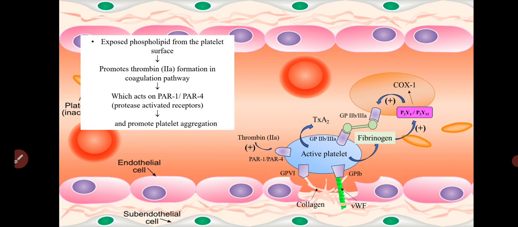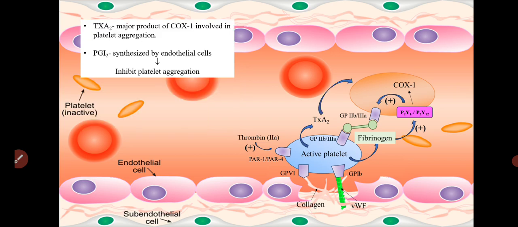Exposed phospholipid from the platelet surface promotes thrombin formation in the coagulation pathway. This thrombin then acts on protease activated receptor type 1 and type 4, which promote platelet aggregation. Thromboxane A2 is the major product of COX-1, which is involved in the platelet aggregation, and prostaglandin I2, that is prostacyclin, is synthesized by the endothelial cells. This prostacyclin inhibits platelet aggregation.